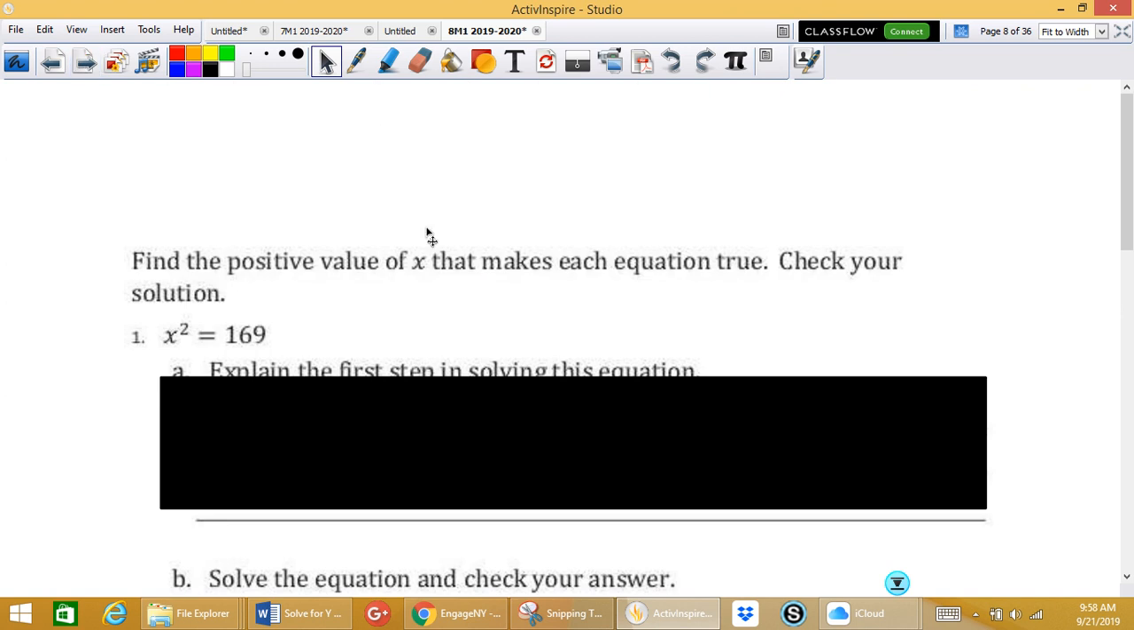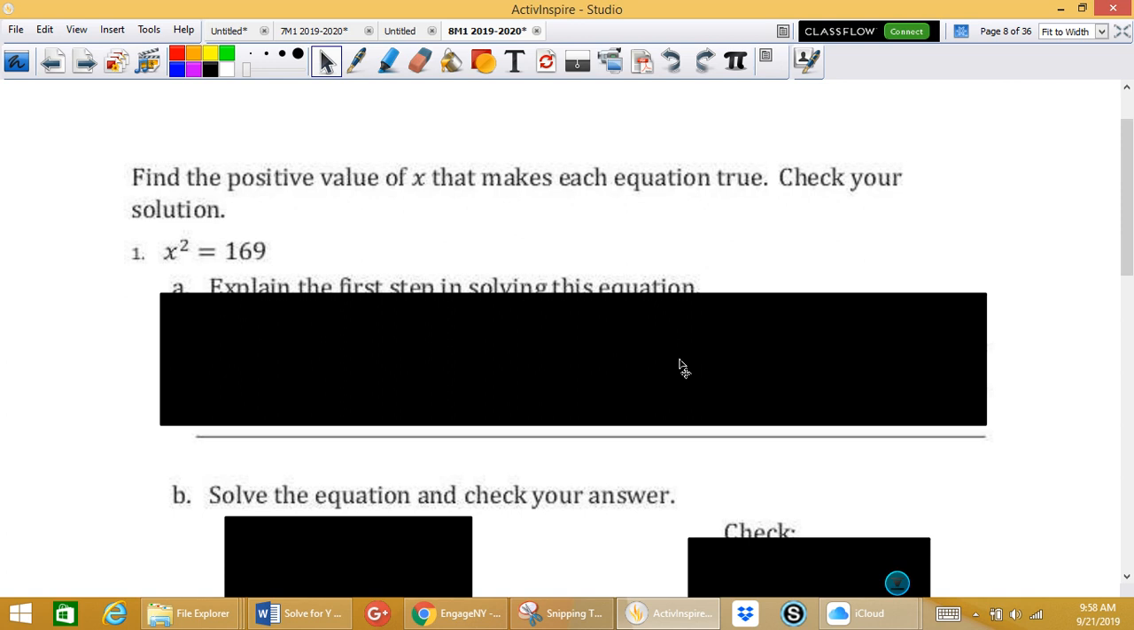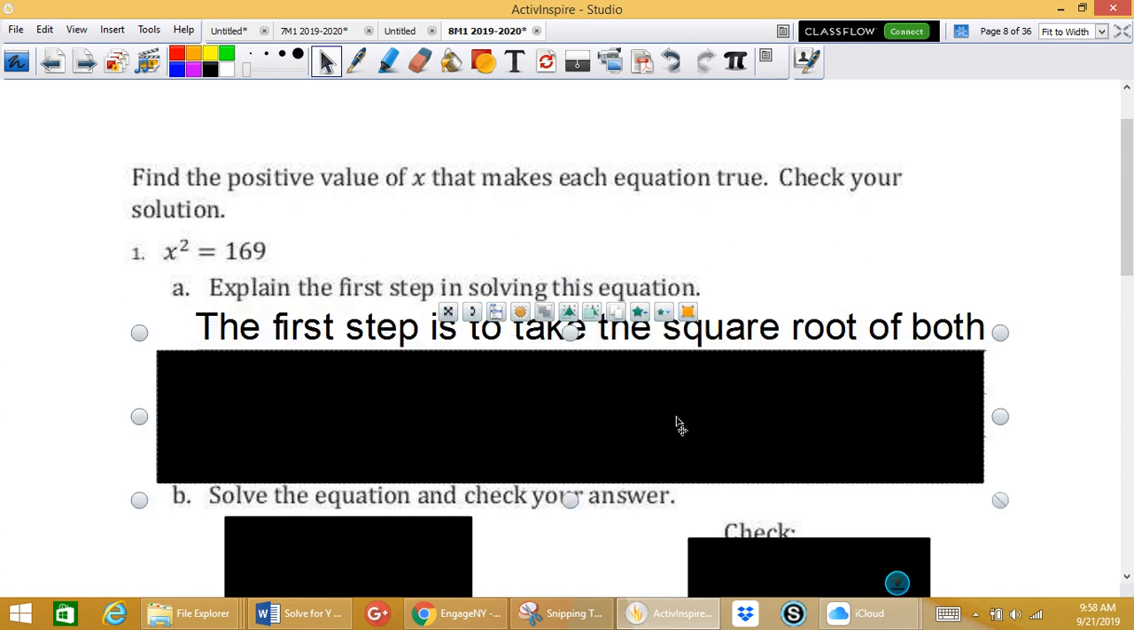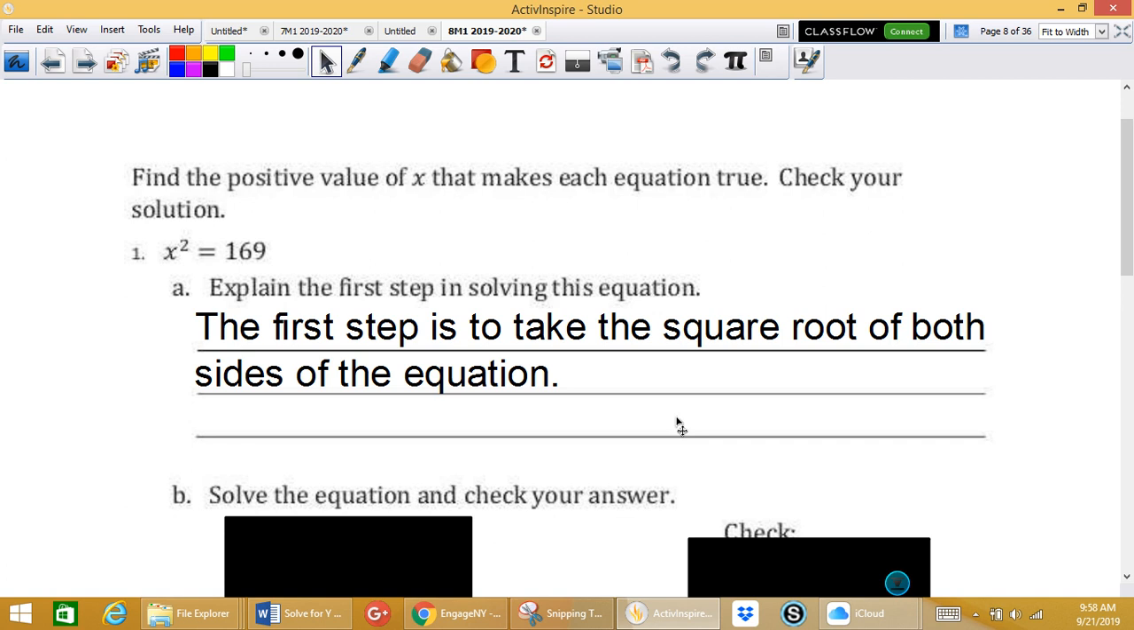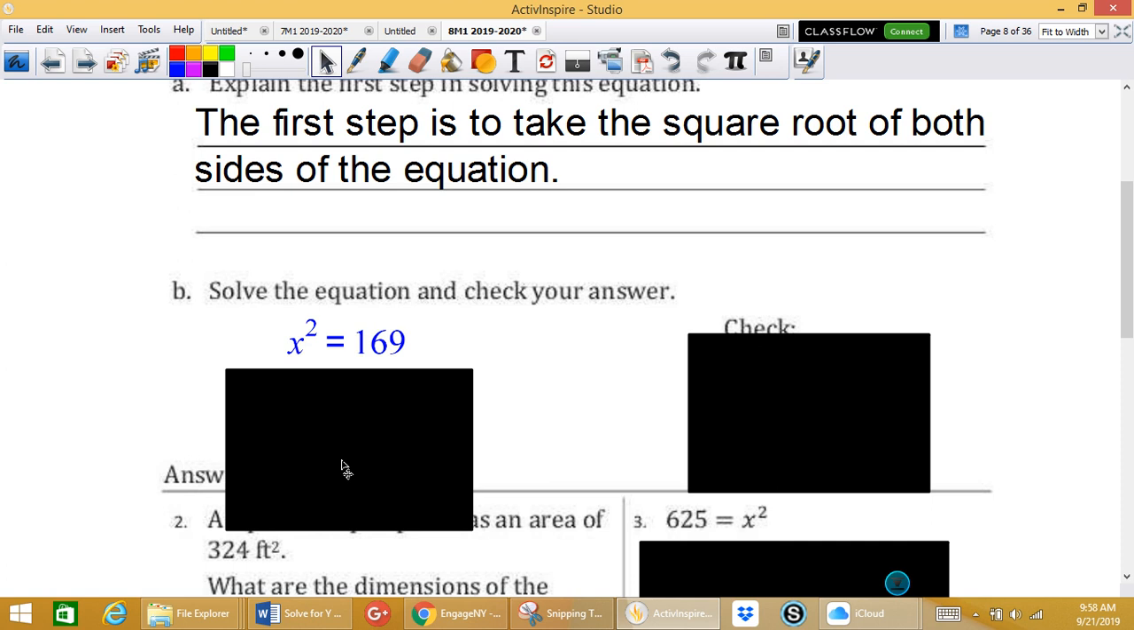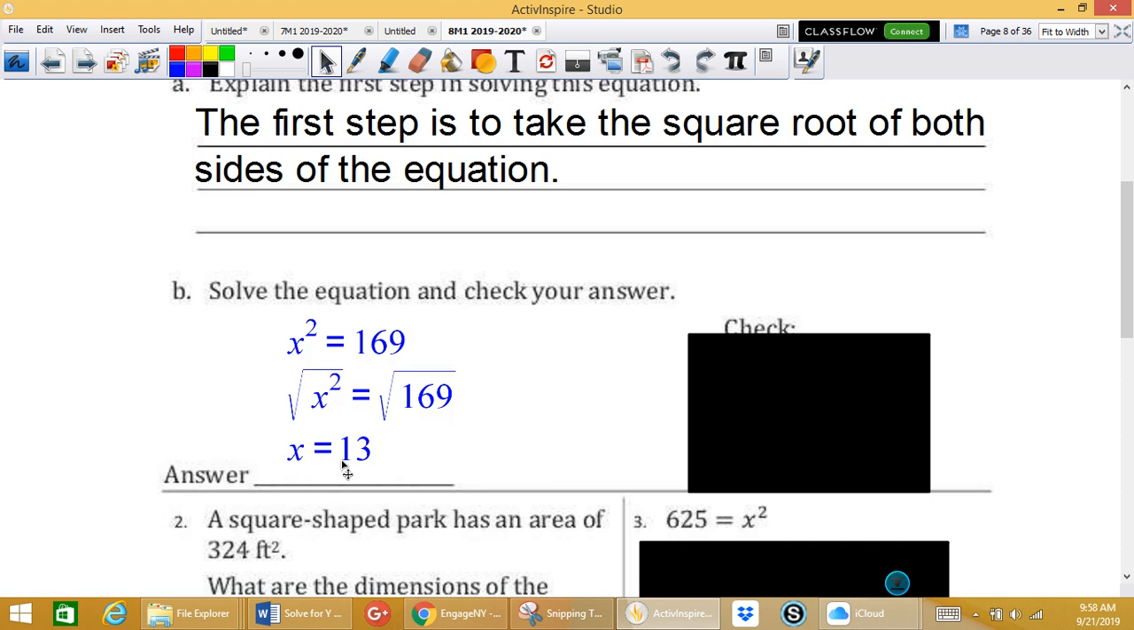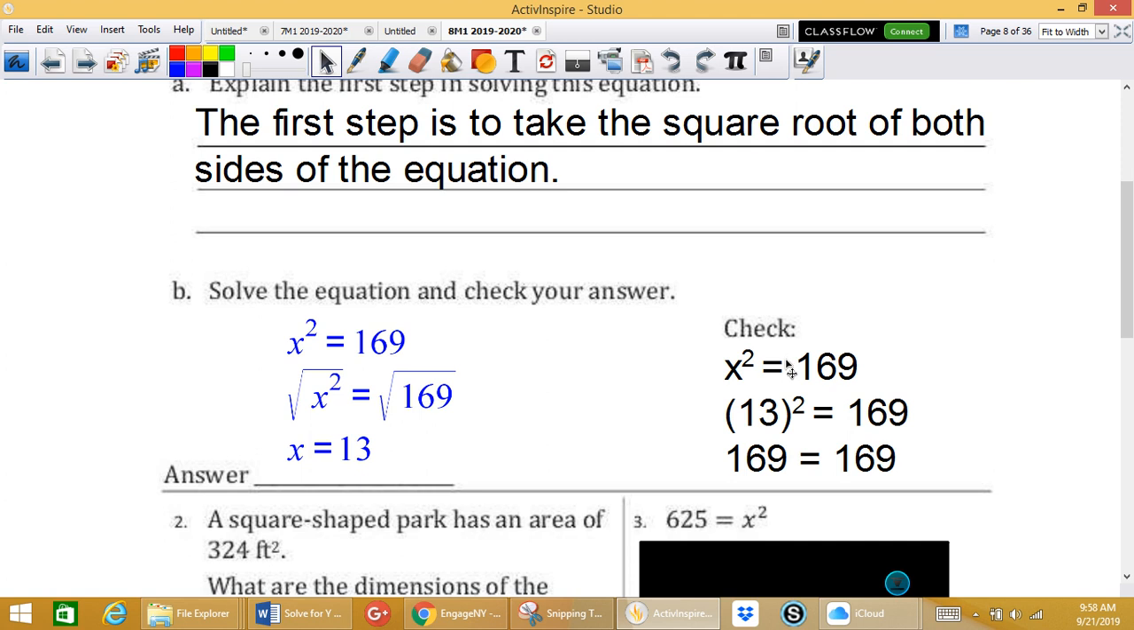For the positive value x that makes each equation true, check your solution. So x squared equals 169. Explain your first step to solving this equation. The first step is to take the square root of each side of the equation. So what I do is I write the equation, then I'm going to take the square root of each side just like that, and x equals 13. And the way to check it, I'm going to rewrite the equation, plug my 13 in for x squared, and you always put parentheses. So 169 equals 169, so it checks.